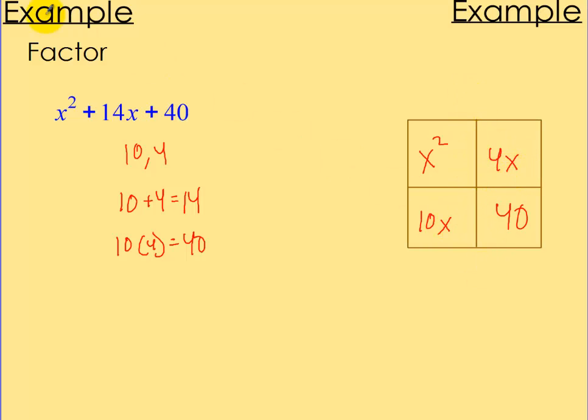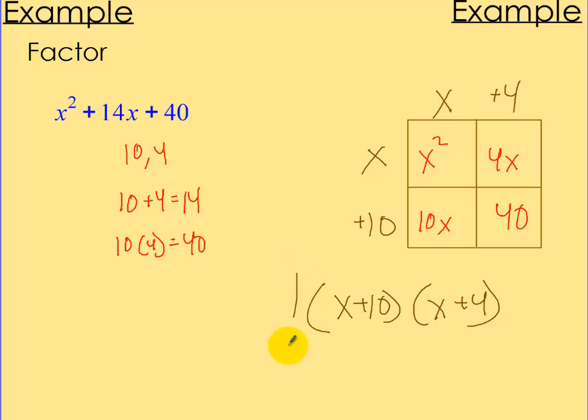So if I'm factoring out the greatest common factors on the columns, that's going to factor out a positive 4, and this is going to factor out an x. Over here we're going to factor out an x, and over here we're going to factor out positive 10. So the factored form is x plus 10 times x plus 4. And that's my answer. Alright, next one.